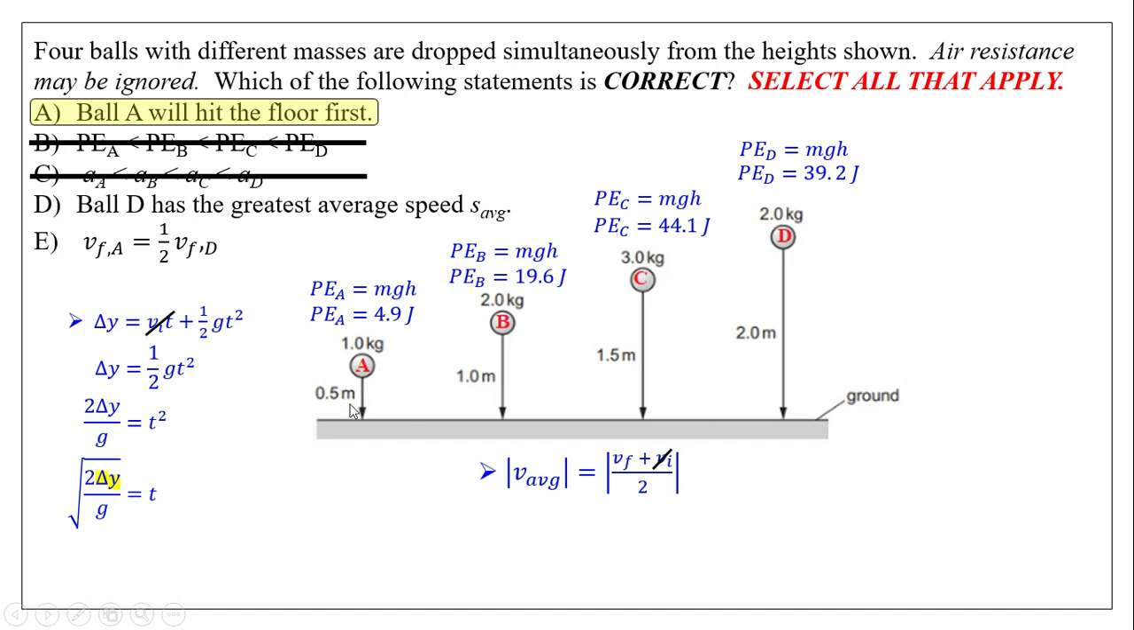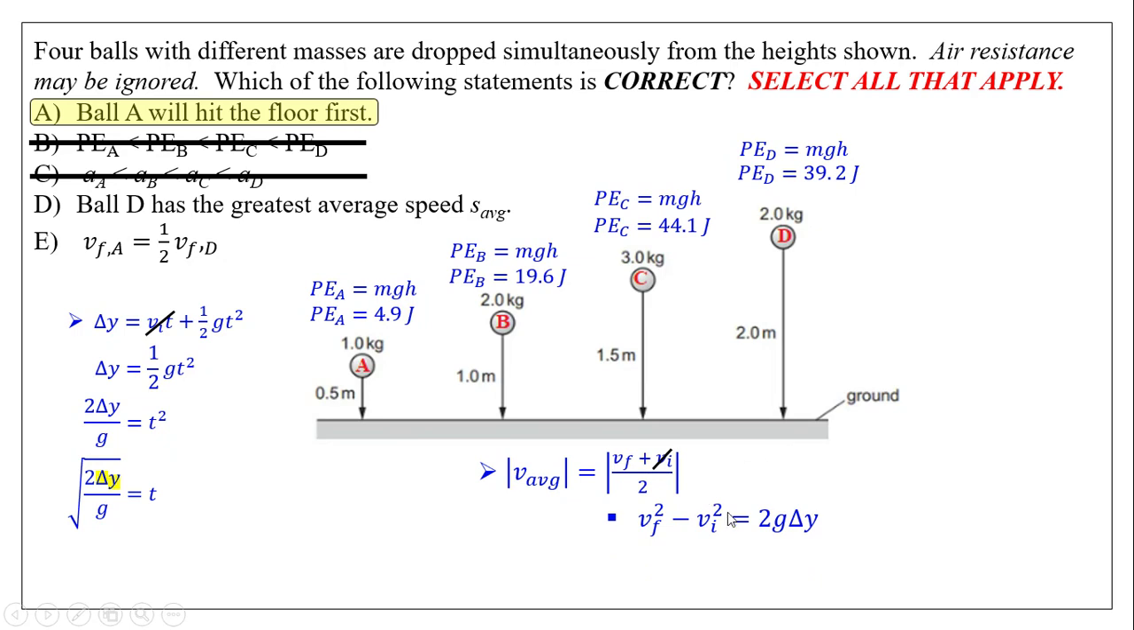If you look at the height, this is 0.5, that's 1, 1.5, and 2. The one with the greatest height is going to take more time to hit the ground, which allows it more time to accelerate, which implies that V is greatest. So therefore, I know choice D is right for that reasoning.